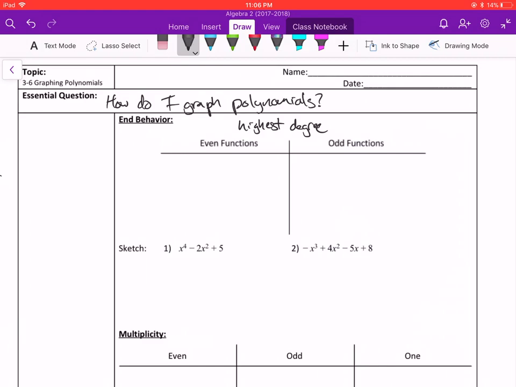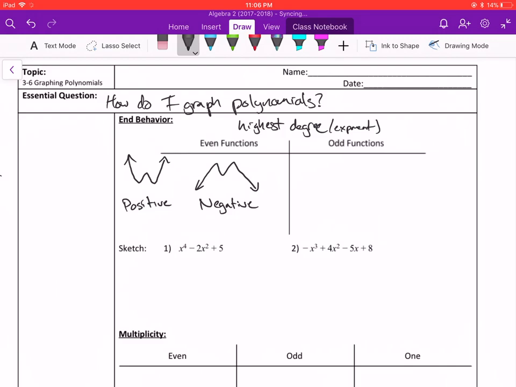If your degree is even, that means your highest exponent is even, then when it goes one direction, like say it's positive to the left, it can do whatever it wants, but it's going to end up positive as well. If it's negative, then it's going to end up negative as well. So this is positive, and negative.